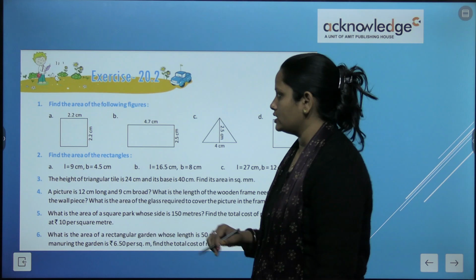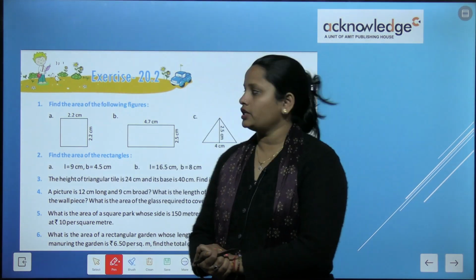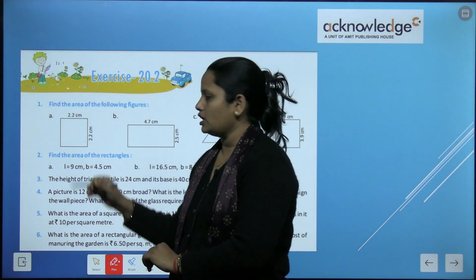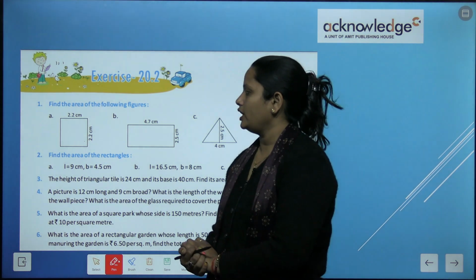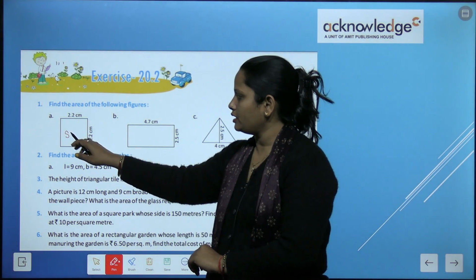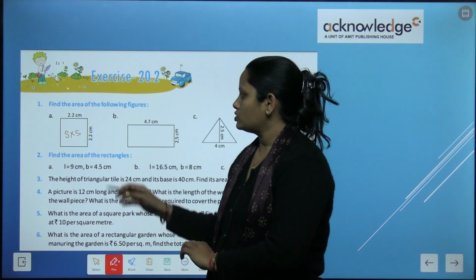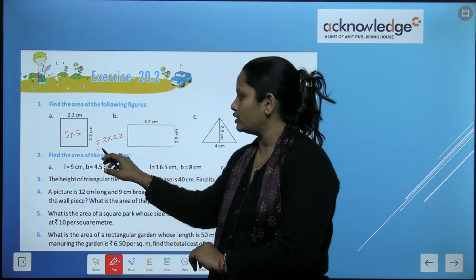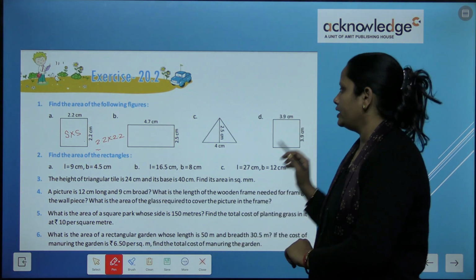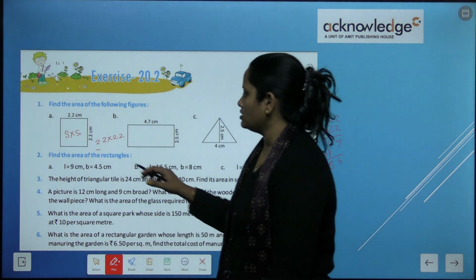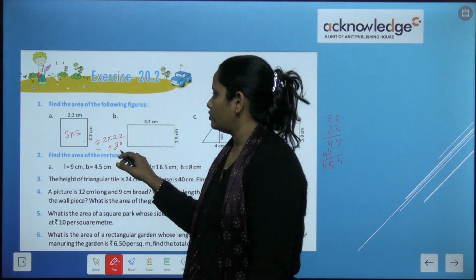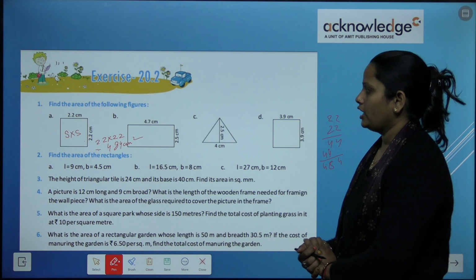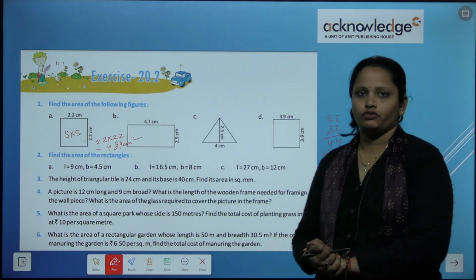Now let's move on to exercise 20.2. Here the first question is find the area of the given figure. Here you can see both the sides are equal, so this is a square. So here the area of the square is side multiply side. So here the area will be 2.2 multiply 2.2. Let's multiply these two numbers. So here the answer will be 4.84 centimeter square. I hope this is clear. Similarly, you have to find the area of the given figures.